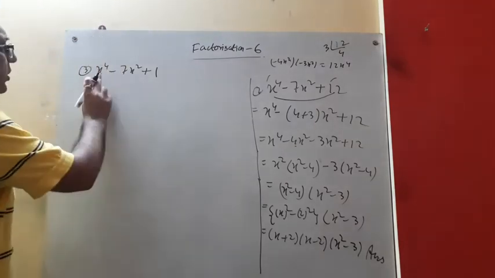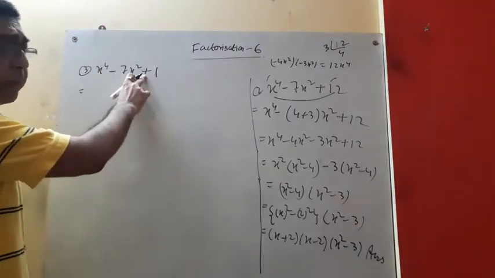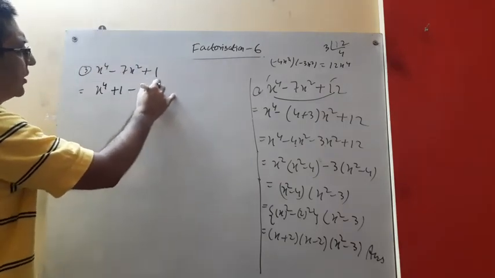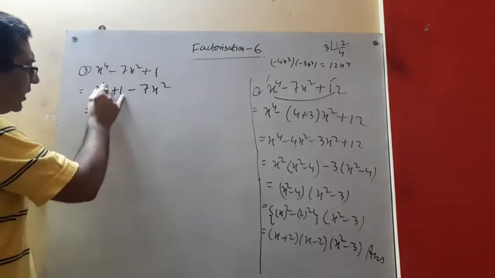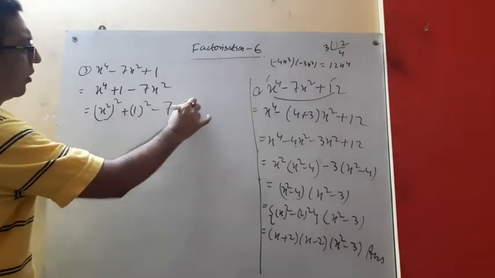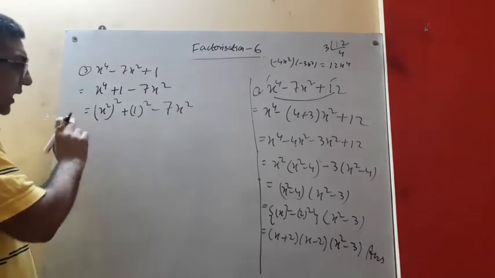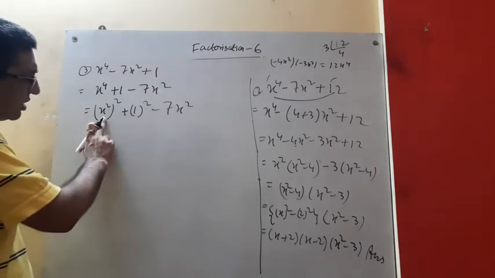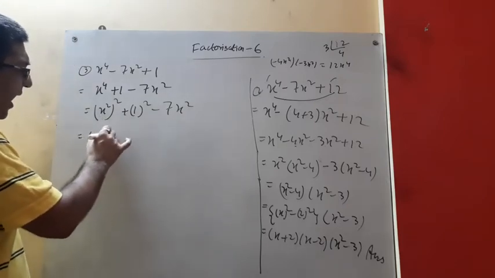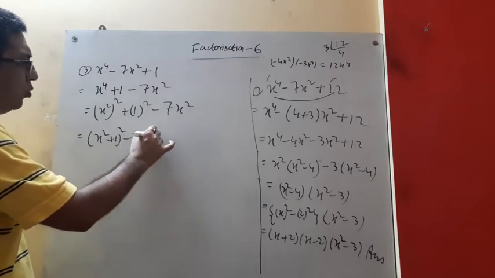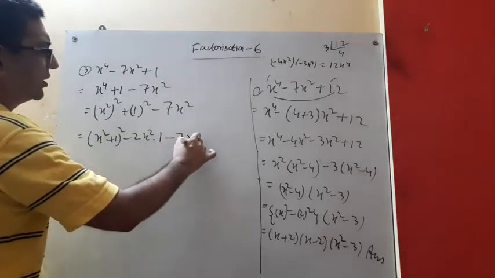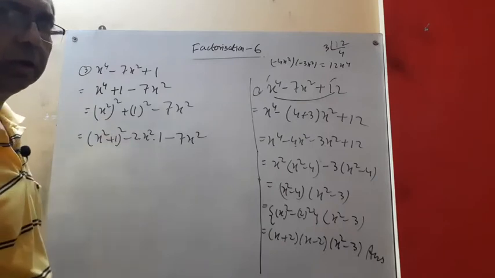Okay, let's try. Look, this is a perfect square. This is also a perfect square. But this is a plus sign. Okay, let's see. X to the power 4 plus 1 minus 7x square we can write. So this one can be written as x square whole square plus 1 whole square minus 7x square, right? So yes, now we can go for another calculation. Look, this is a square plus b square. The formula of a square plus b square is a plus b whole square minus 2ab. We can write a square plus b square as a plus b whole square minus 2ab, minus 7x square.